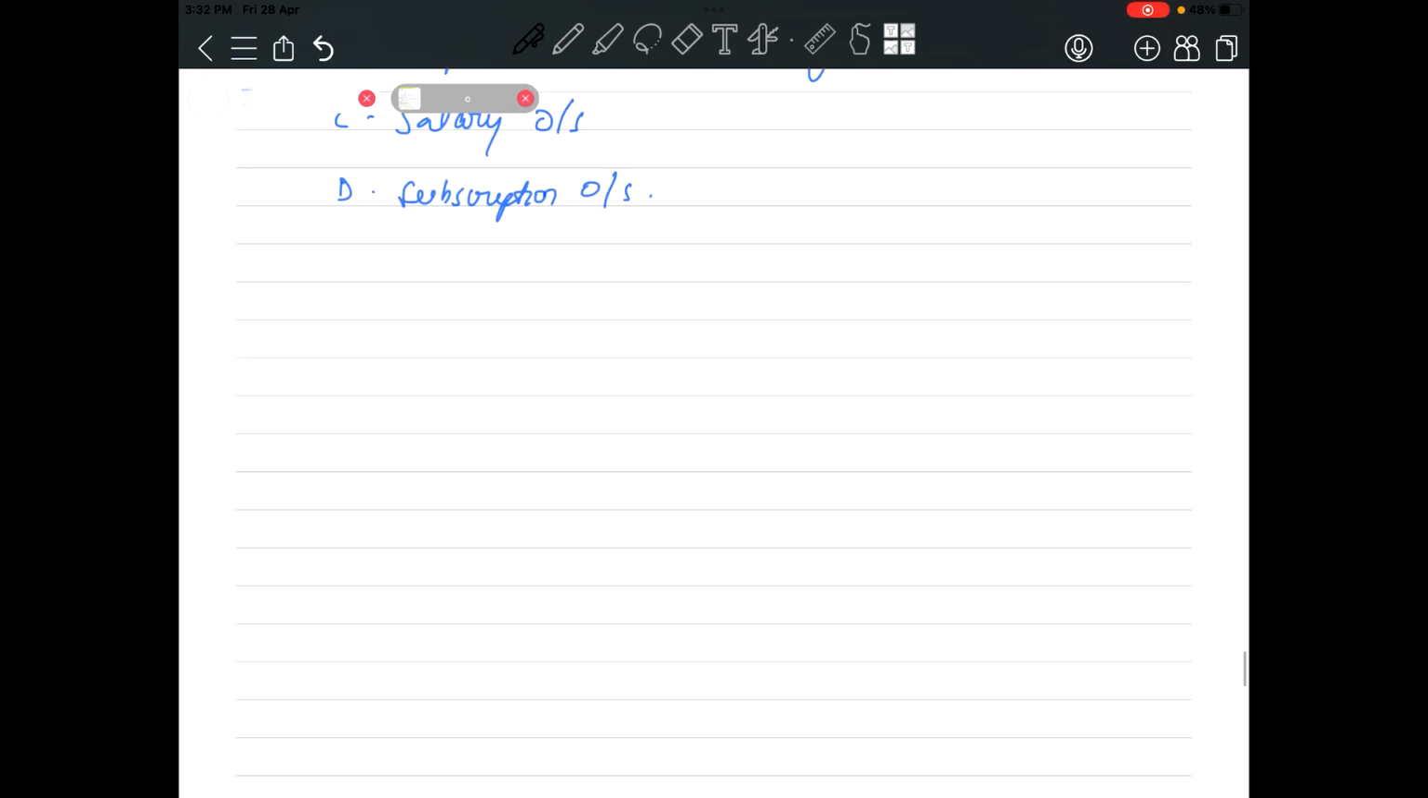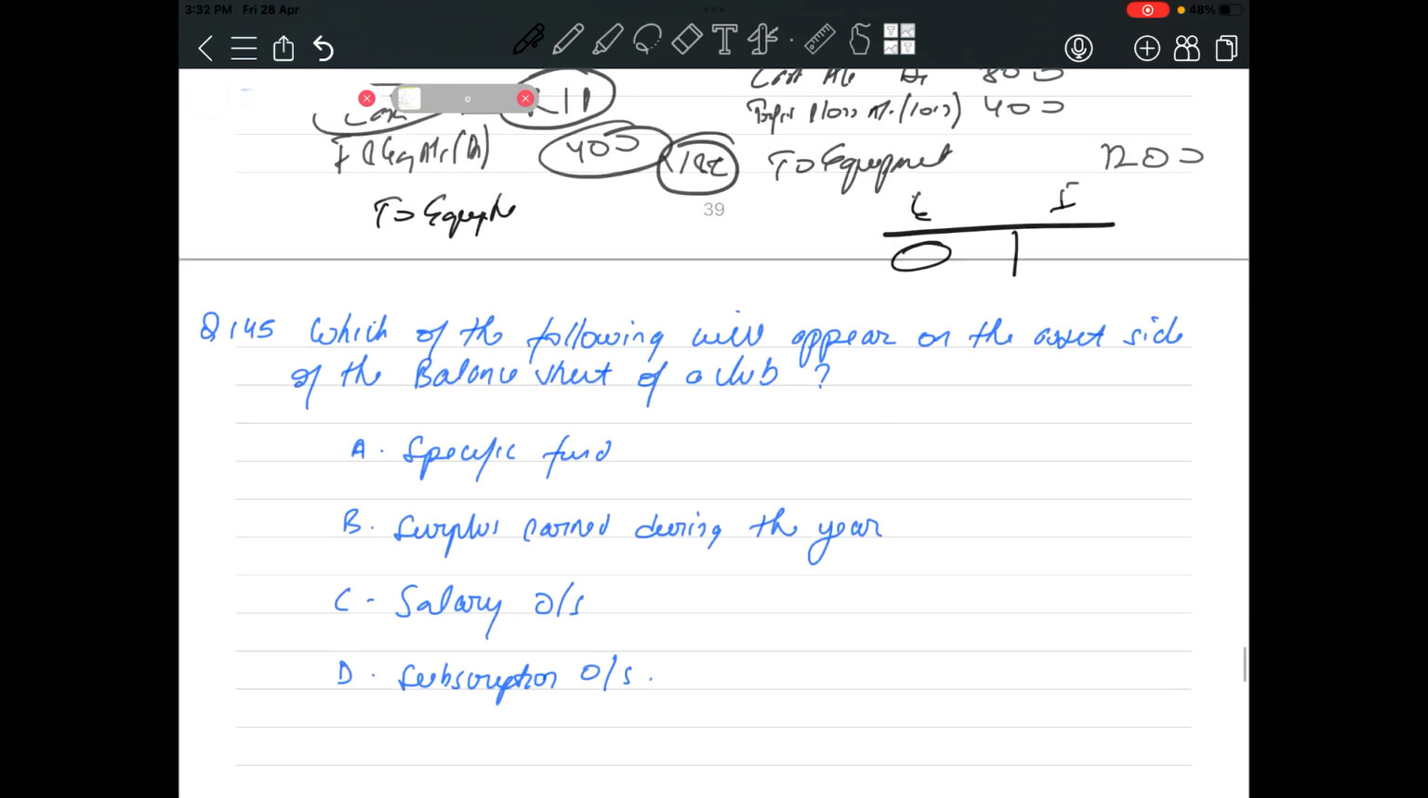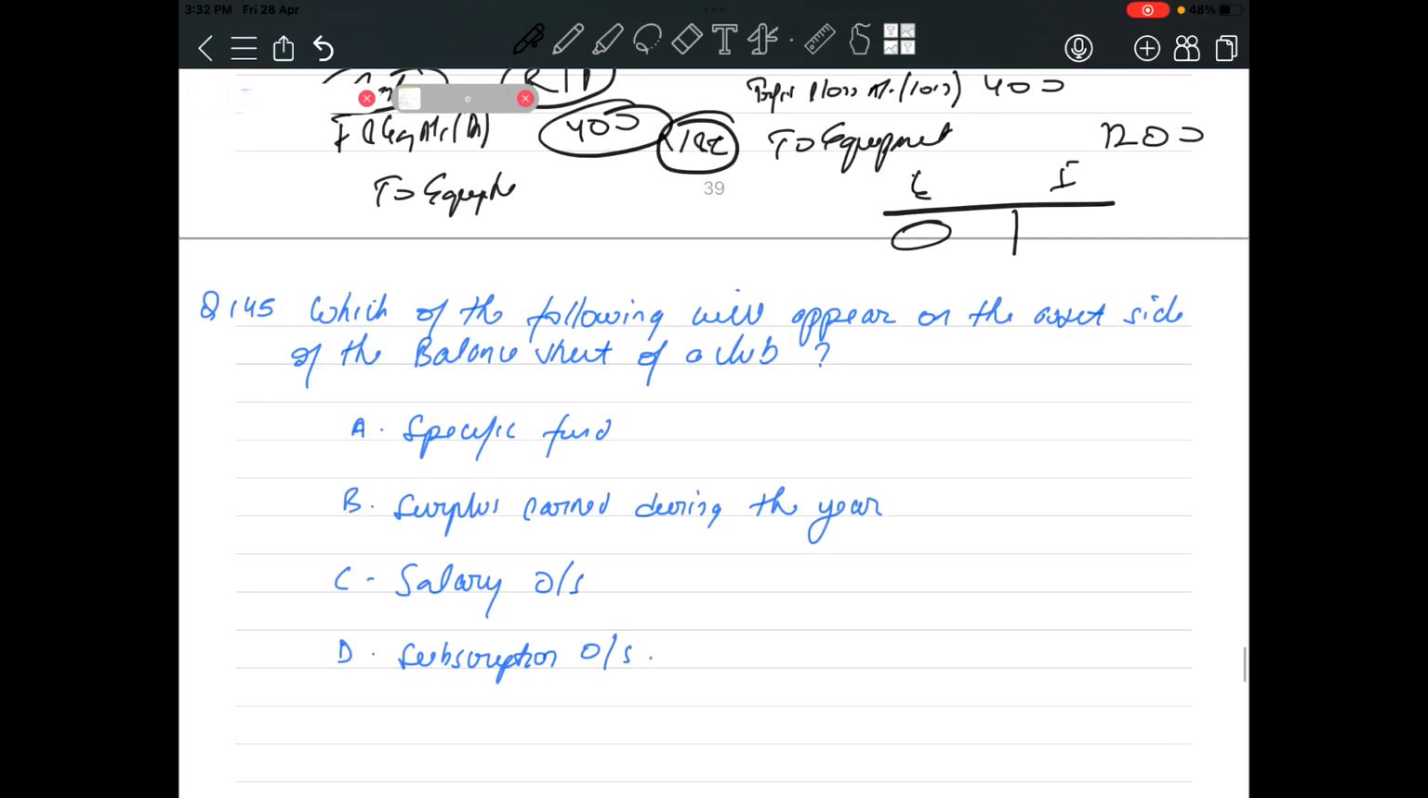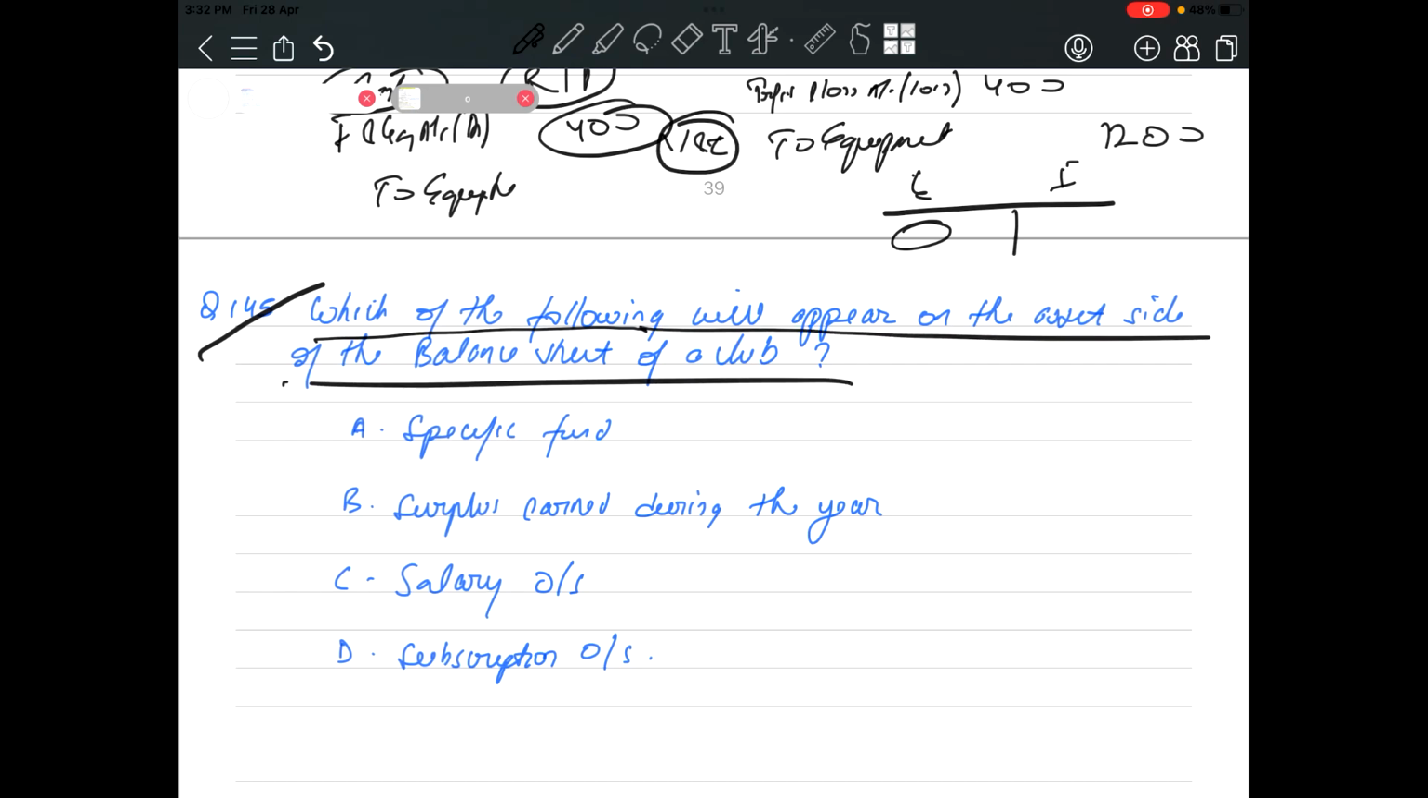Now let's come to question number 145. This is the second last. We are left with one question, right? I have skipped one question. We'll solve that and we will be done with unit number 1. Now see question number 145. Which of the following will appear on the asset side of balance sheet of a club?